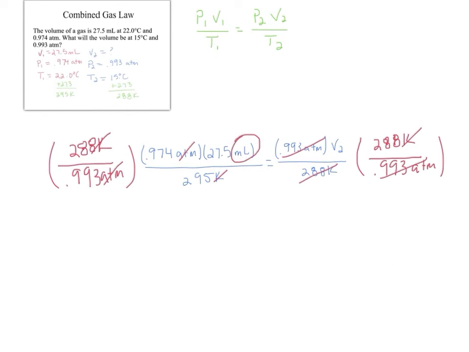So when I type this into my calculator, I'm going to take my 288, multiply it by 0.974, multiply it by 27.5, divide that by 0.993, and divide that by 295. I get a final answer of 26.3 milliliters.